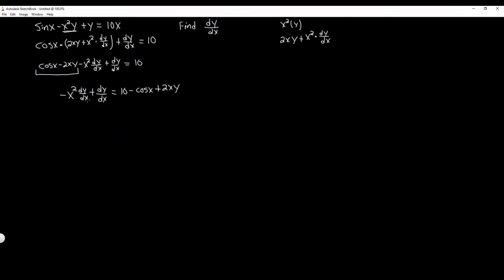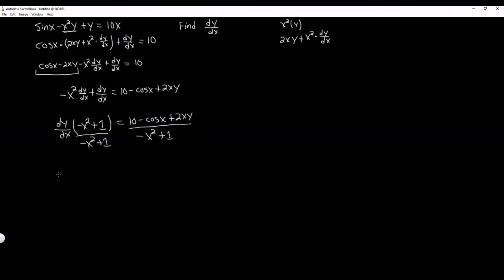So what we can do from here is we can actually pull out a dy/dx on the left hand side times (negative x squared plus 1) is equal to 10 minus cosine x plus 2xy. And from here, all we have to do is just divide by negative x squared plus 1 to isolate dy/dx. So divide by negative x squared plus 1. Do the same thing here. Negative x squared plus 1.